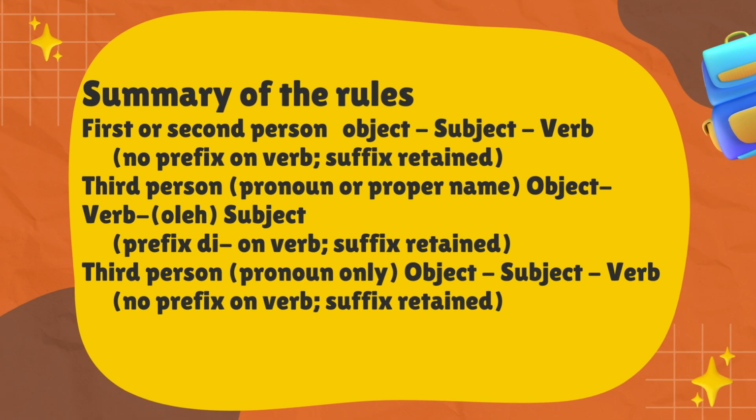Summary of the rules. First or second person: object, subject, verb. No prefix on verb, suffix retained. Third person, pronoun or proper name: object, verb, oleh, subject. Prefix di on verb, suffix retained. Third person, pronoun only: object, subject, verb. No prefix on verb, suffix retained.